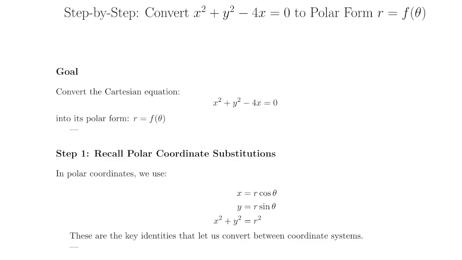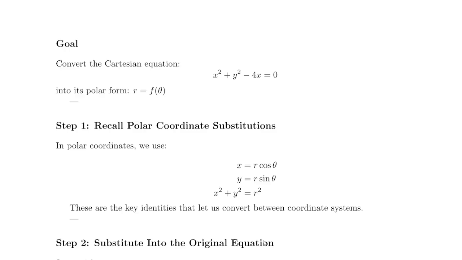In this video, we want to convert x squared plus y squared minus 4x equals 0 to polar form. So first recall the formulas that we have: x equals r cosine theta, y equals r sine theta, and x squared plus y squared equals r squared. So we're going to use this to convert x squared plus y squared minus 4x equals 0.